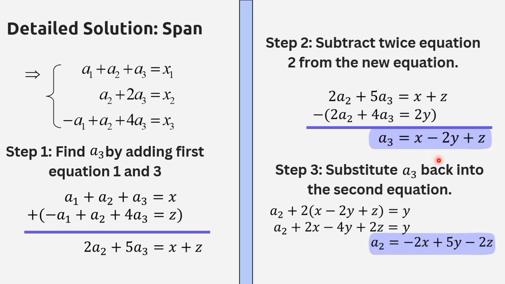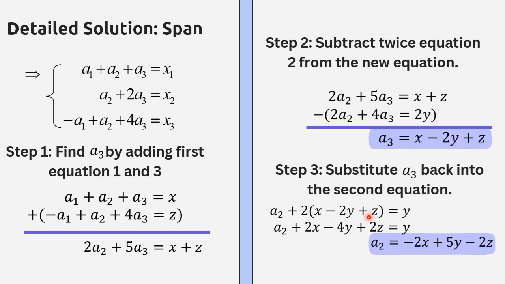So later we will go back to our first slide and see if our answer is correct. Now for step 3, we are going to substitute a sub 3, the value that we got from our second step, back into the second equation, since it's easier if we have fewer variables. Now we are going to find a sub 2 through substitution. So here we have a sub 2 plus 2 times the value of a sub 3, which we just substituted into our equation, and that is equal to y.